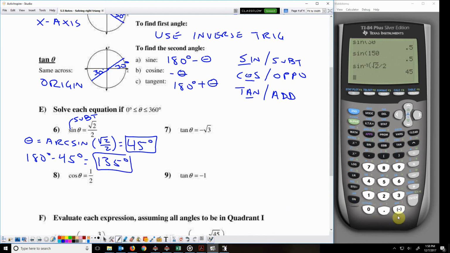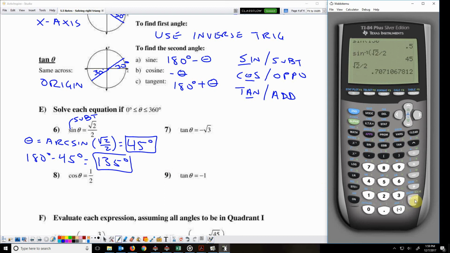Here's how I can check that. First of all, I need to see what decimal I'm looking for, and I do that by square root of 2 divided by 2. Okay, so that comes from right here. Equals 0.7071. Now, sine of my first angle, 45, same decimal. Sine of my second angle, 135, also the same decimal. That tells me that my answers are correct.